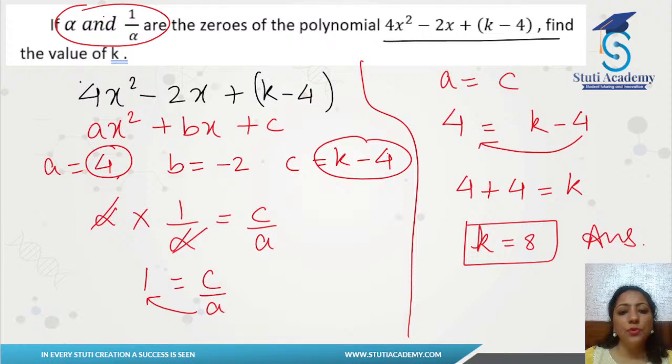So that is why I've taken the product of the zeros, that is alpha into 1 upon alpha as c upon a. Now alpha and alpha will get cancelled. We will just be left with 1 and then we have c upon a. A we can take on the other side and we will get a is equal to c. Then we know a is 4 and c is k minus 4. So I have replaced a by 4 and c by k minus 4. This minus 4 I am going to take on the other side and this will become 4 plus 4, that is k. So finally we are getting k as 8. I hope you've all understood, children.